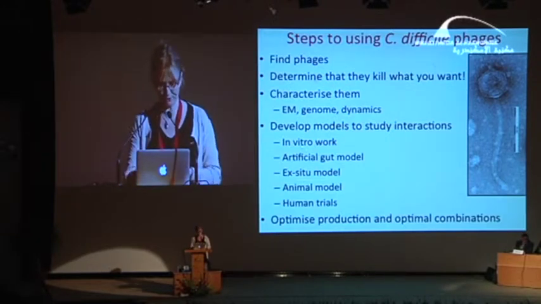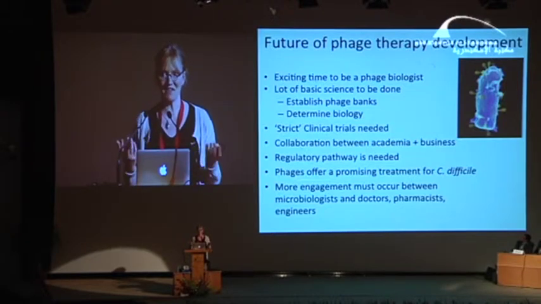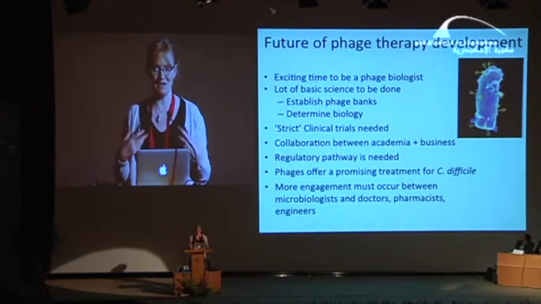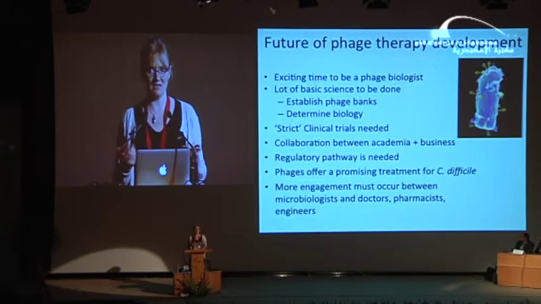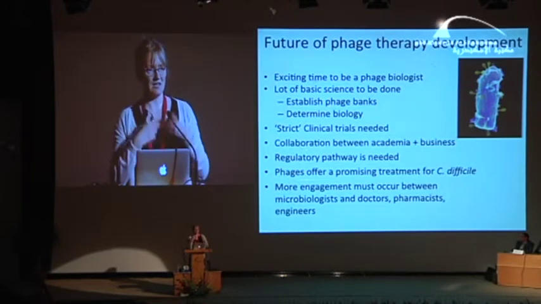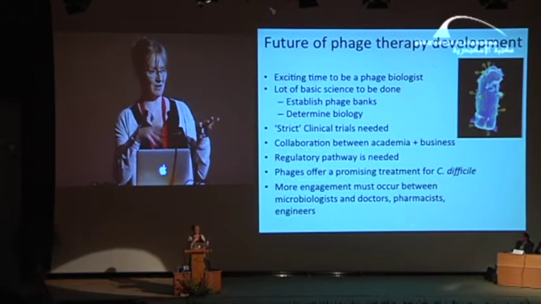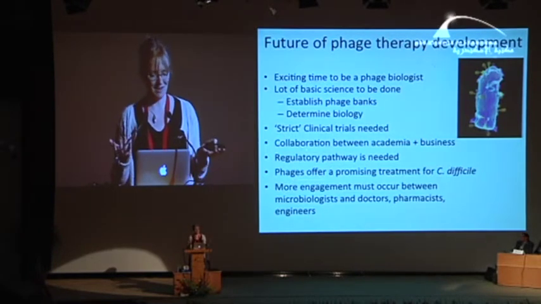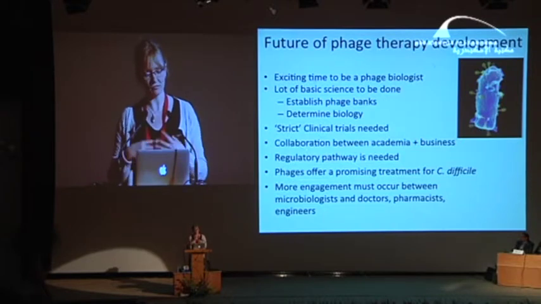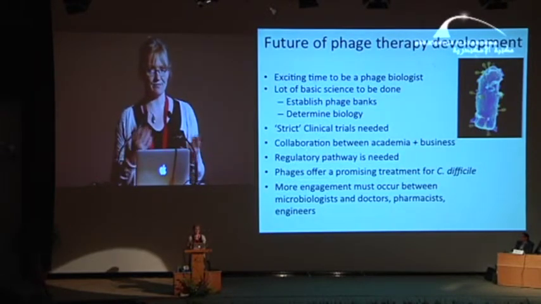That's also important. So in conclusion, hopefully I've convinced you it's an exciting time to be a phage biologist and to be looking at bacteriophages as a necessary source of new antimicrobials. There's still a lot of basic science to be done. So we need phage banks for particular pathogens that are a problem. We need to determine the biology, the interactions that underpin the development. Obviously, we need clinical trials done under conditions that are accepted everywhere.